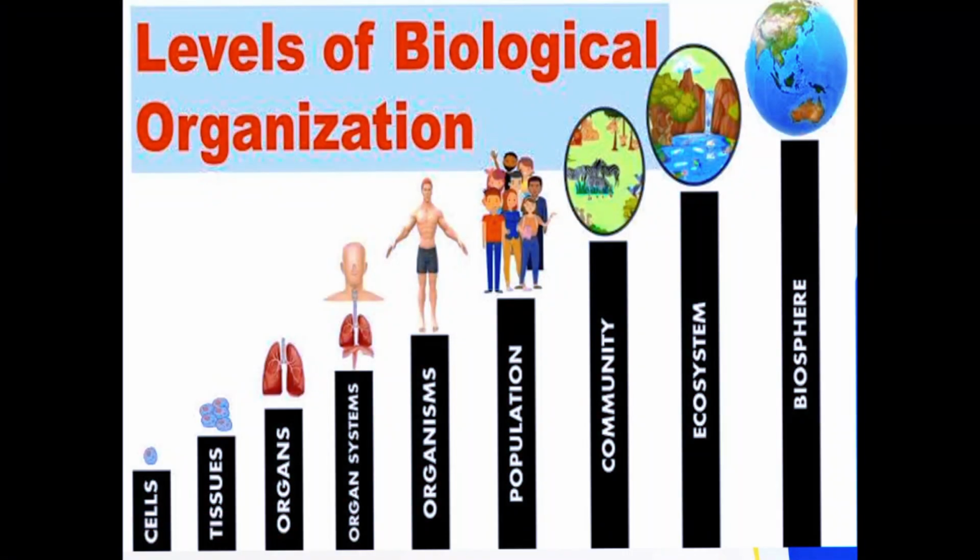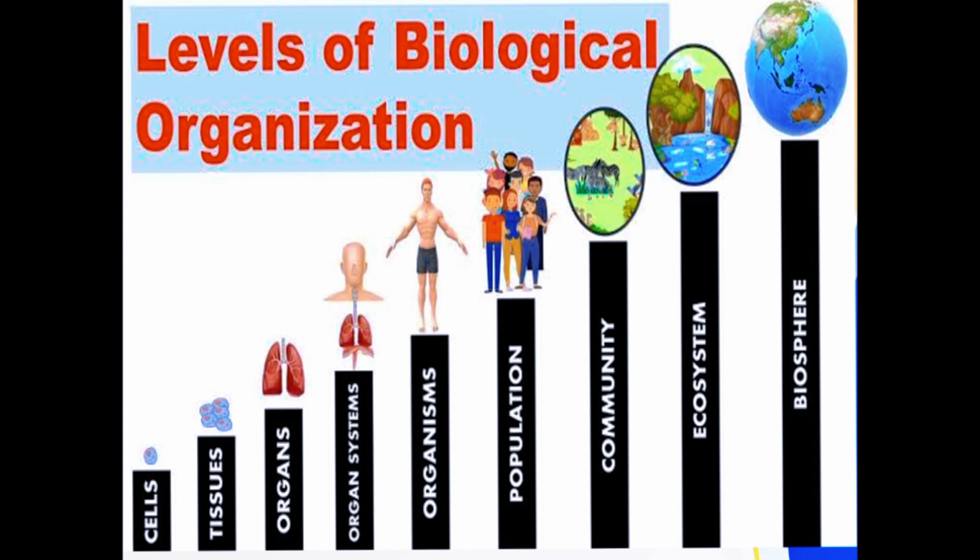This image illustrates the hierarchical levels of biological organization, starting from the smallest unit of life, the cell, and progressing to larger and more complex systems. At the cellular level, individual cells carry out specific functions within organisms. These cells come together to form tissues, which in turn make up organs and organ systems. Organisms such as plants and animals consist of multiple organ systems working together to maintain life.